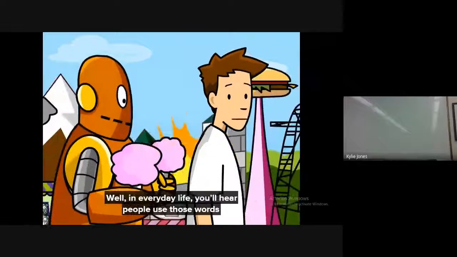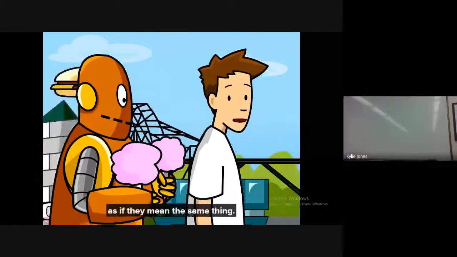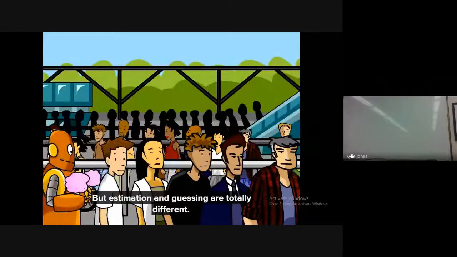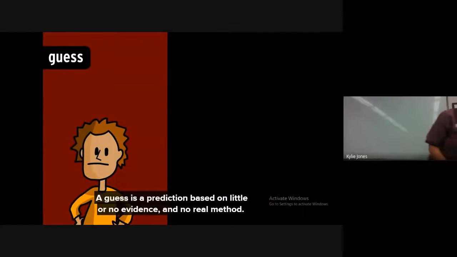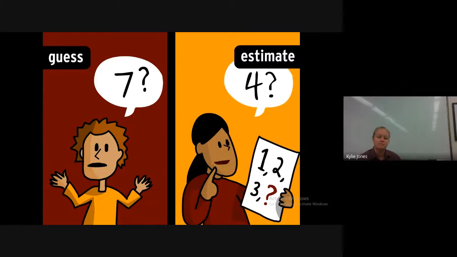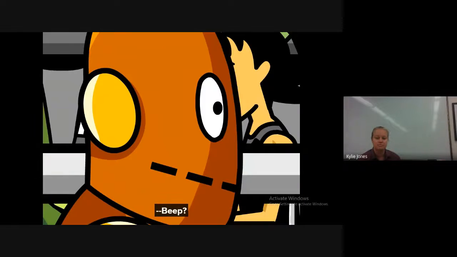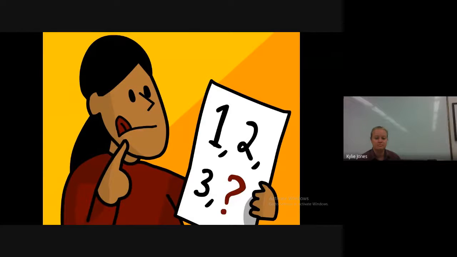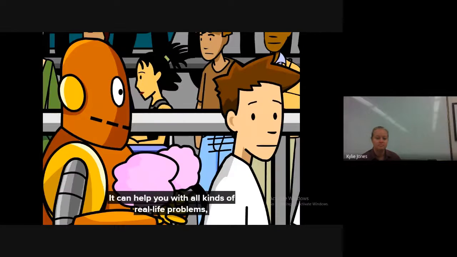Well, in everyday life, you'll hear people use those words as if they mean the same thing. But estimation and guessing are totally different. A guess is a prediction based on little or no evidence and no real method. An estimate is a prediction based on some evidence, even if it's imprecise, that you use mathematical principles to interpret. Believe it or not, estimation is one of the most useful math concepts you'll learn. It can help you with all kinds of real-life problems, from planning your day to budgeting your money.